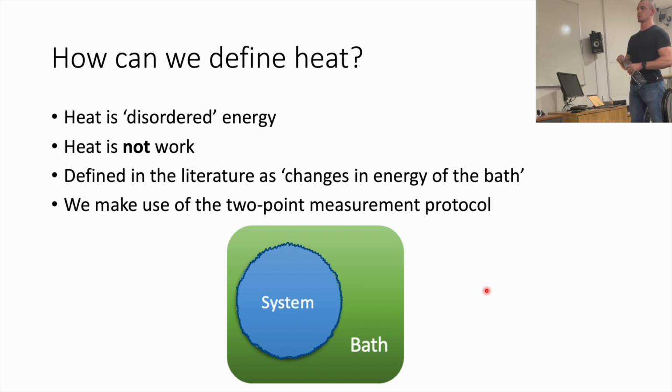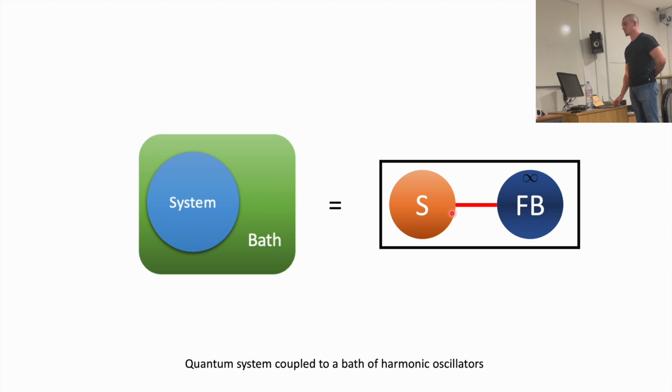But I said before, we're going to look in the strong coupling regime, where the definition of bath becomes ambiguous. So this definition isn't super helpful here, because what do you mean by bath? One way that we can define heat is using this thing called the two-point measurement protocol, which is what we focus on in this work.